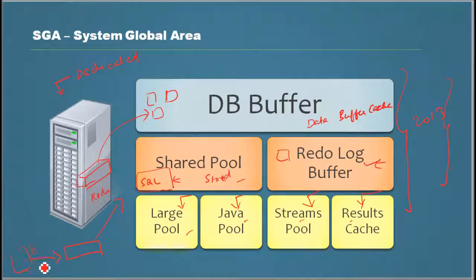Remember, in a dedicated mode, let's say this is the client PC. When it tries to connect to the host, it establishes a dedicated server process, and then that process connects to the SGA. In the next video I will explain what PGA is, which is actually located here in a dedicated server process.